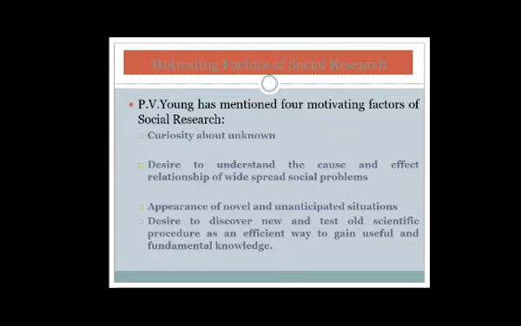Then again, desire to discover new and test old scientific procedure as an efficient way to gain useful and fundamental knowledge. So this is also a very important thing, the desire to discover new and test old scientific procedure, whether scientific procedures are appropriate or not, whether we can use some other scientific procedure. So these are some other ways so that they can gain some useful and fundamental knowledge. So these are the 4 motivating factors mostly mentioned by P.B. Young. And moreover, understanding, analysis and explanation of social phenomena may also be considered primary motivating factors of social research.